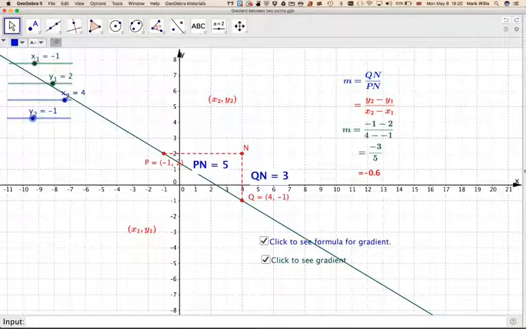So this has been a video to introduce the idea of gradient and how to actually calculate the gradient. This is the important formula. We use the letter m for gradient, and this is a very, very important formula which you must learn in coordinate geometry. So this has been a video about the introduction of gradient.